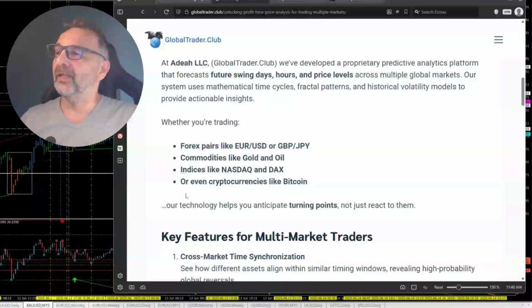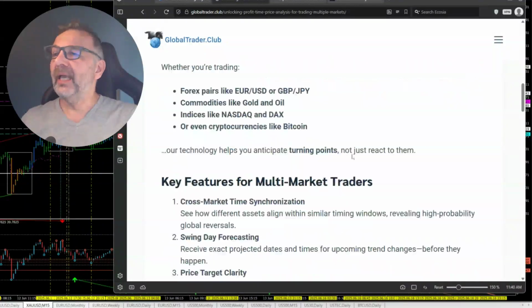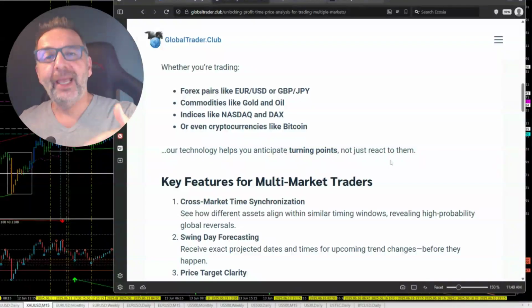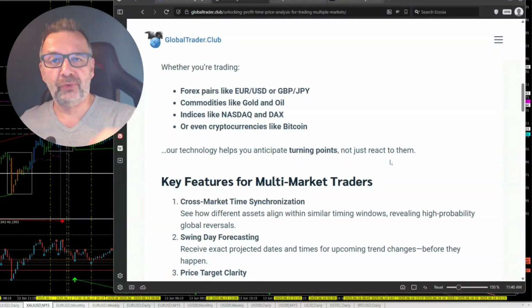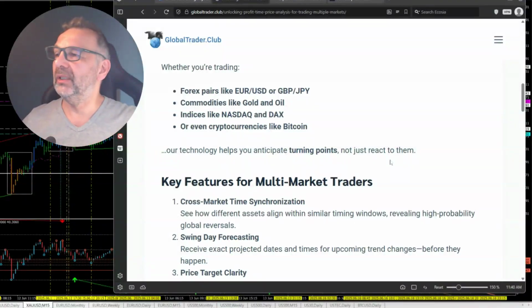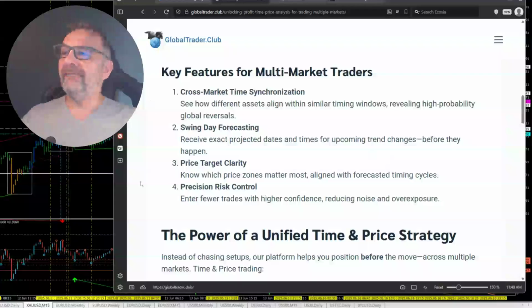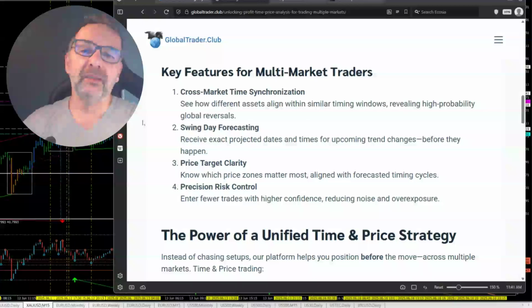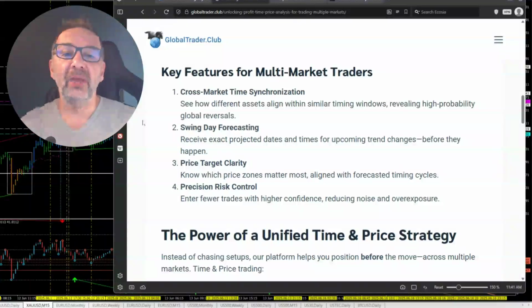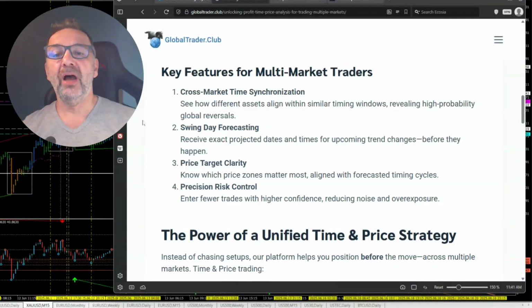Once you've got that correlation, then you can match the swing days, hours, and pricing together, and you can cross-check as well. And that cross-checking is really important, because that's where your money management comes in, because time and price is your edge, and then you add to that your minimum risk pricing model, then your risk is very small and your returns are going to be really, really good. Now, the key feature for multi-market traders is you want to be synchronized. So you want to see different assets align with similar timing windows, and that will reveal higher probability trades.